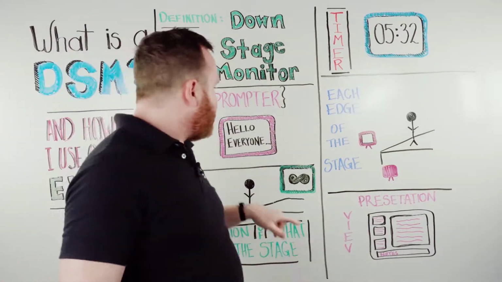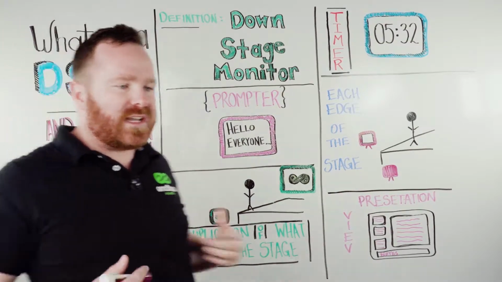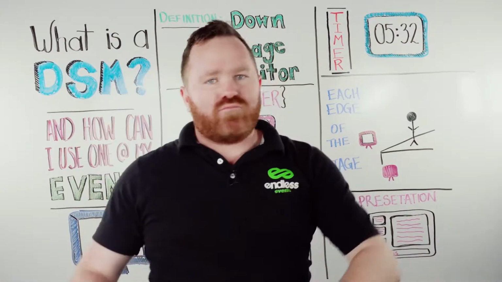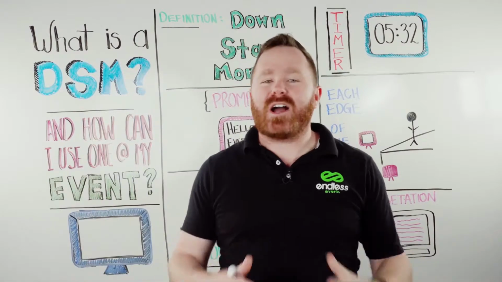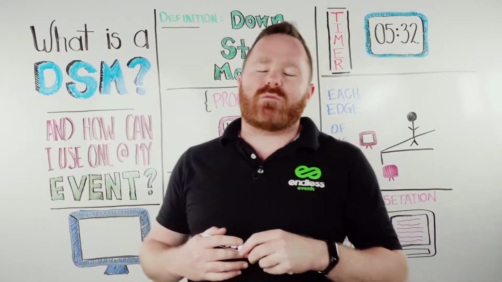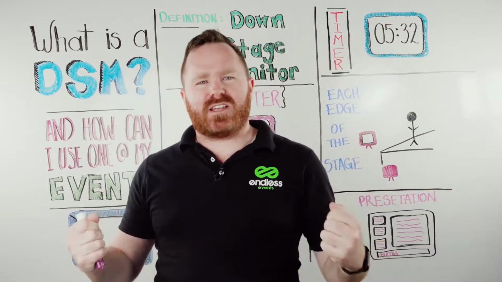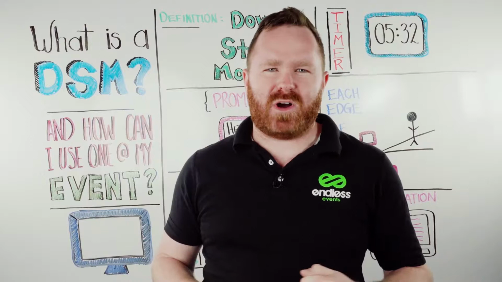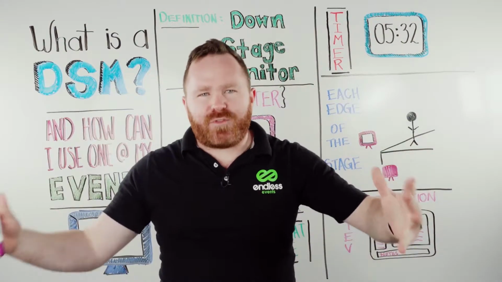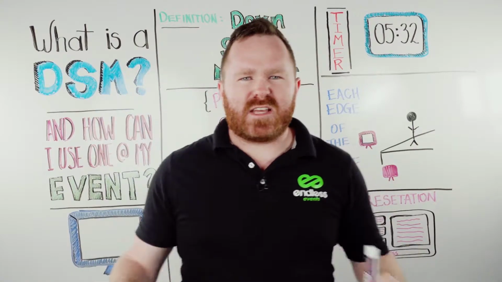Downstage monitor means that it is downstage, off the edge of the stage, for a presenter to be able to see a whole host of things. We're going to talk about the different ways you can use a DSM today, but we're mainly going to talk about how you can utilize it to the best of its ability so that your presenters can have their best presentation possible.